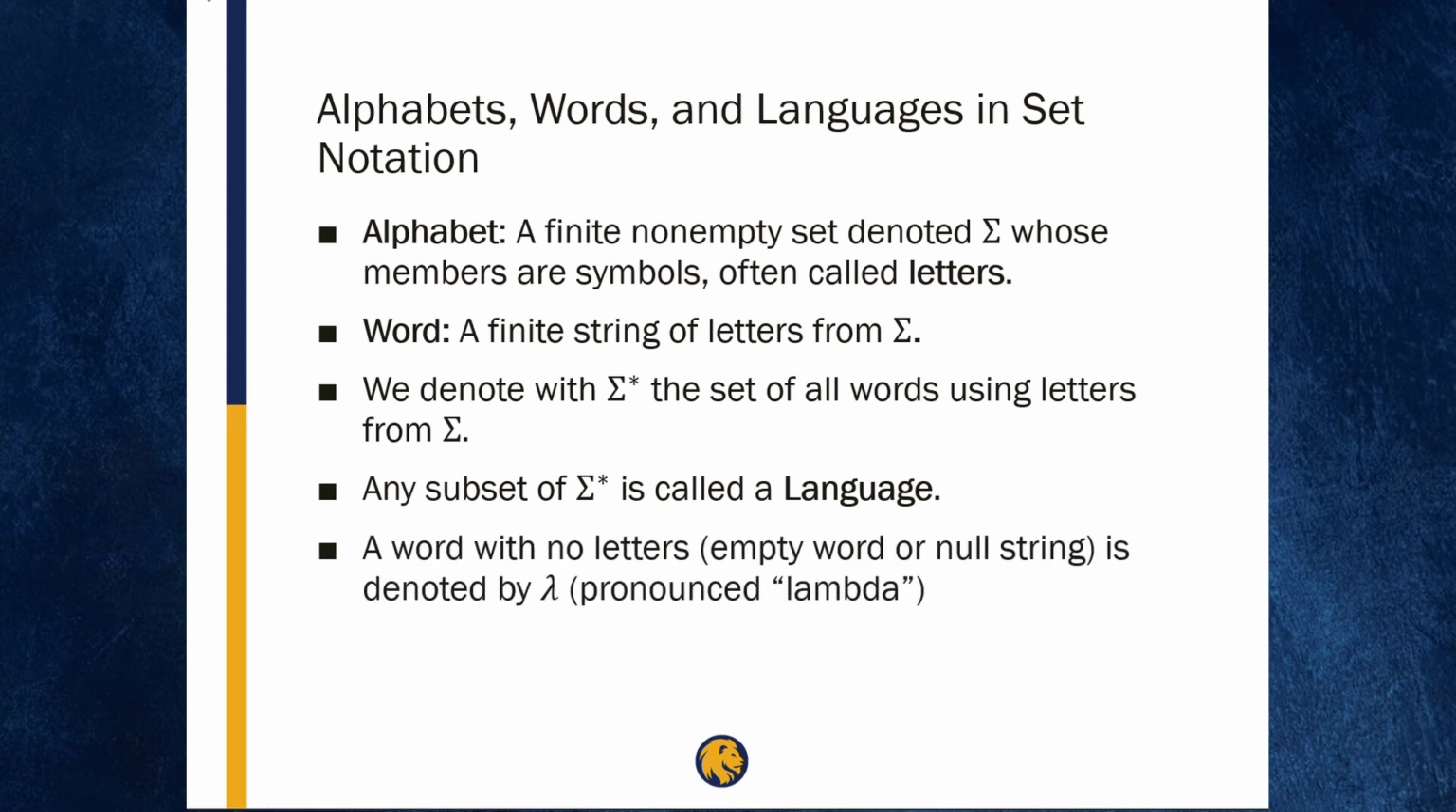A word with no letters, also called the empty word or the null string, is denoted by this Greek letter lambda. So we'll consider words as strings of letters from any alphabet. We're going to use the letter sigma to stand for the alphabet set. And if a word contains no letters, we're going to use lambda to stand in for the empty string or null word.